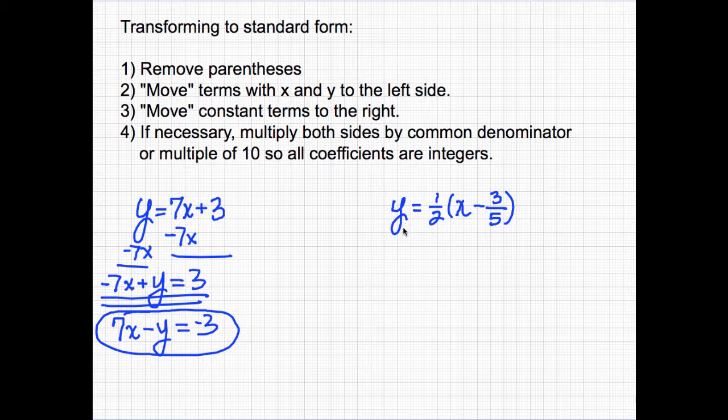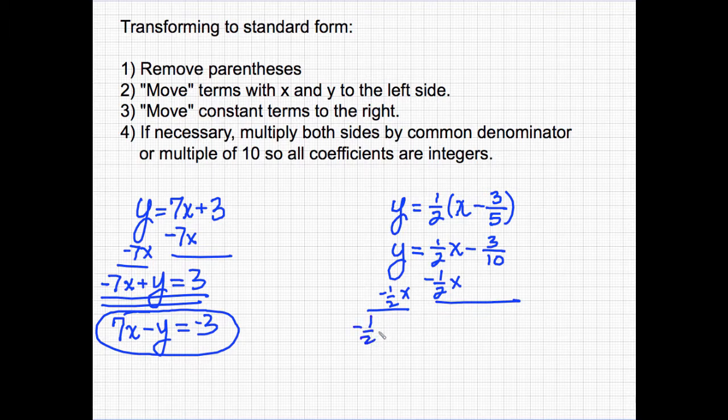Now let's take a look at this second equation, y equals 1/2 x minus 3/5. The first thing we need to do is remove parentheses by using the distributive property. So this is 1/2 times x minus 1/2 times 3/5, that's 3/10. And we need to now move the x term to the left-hand side, so we'll subtract 1/2 x. And we have negative 1/2 x plus y equals negative 3/10.